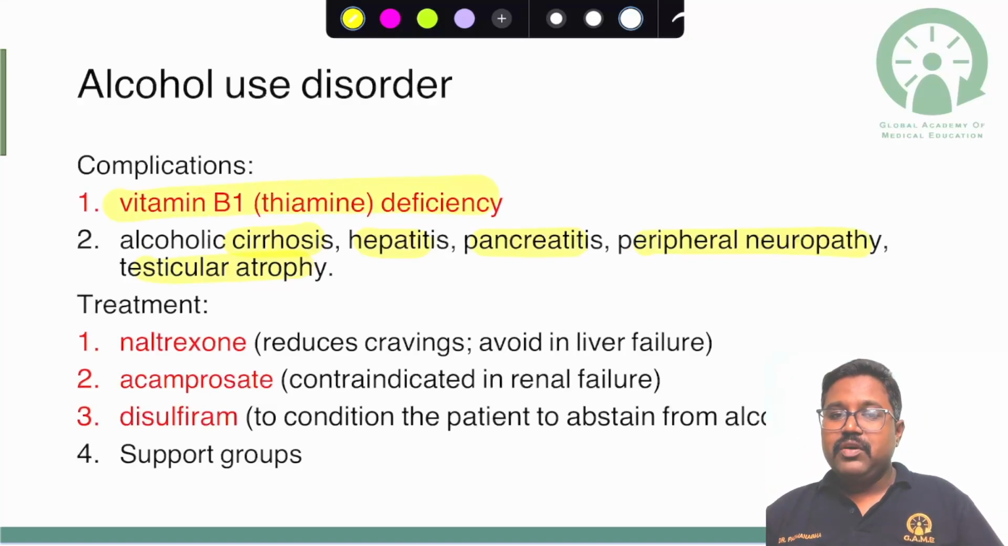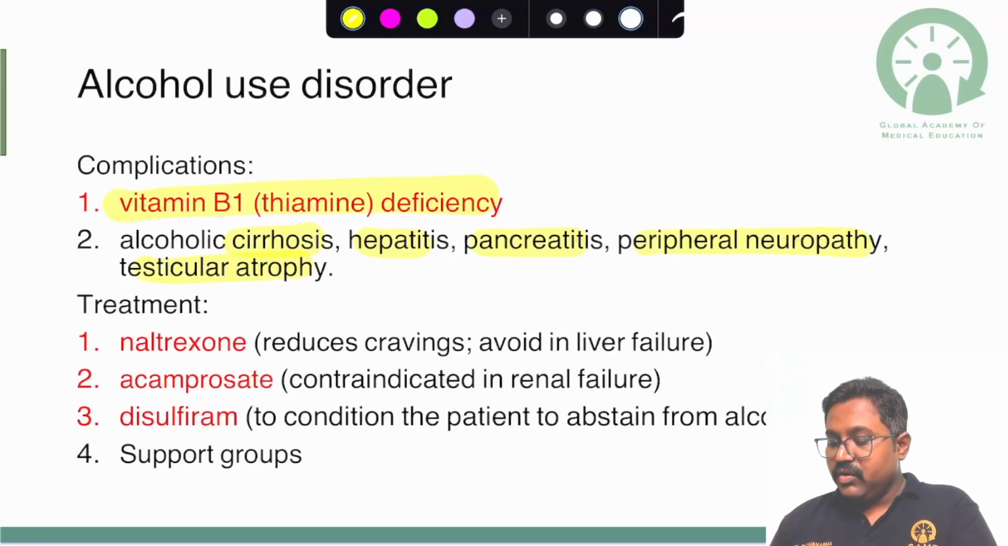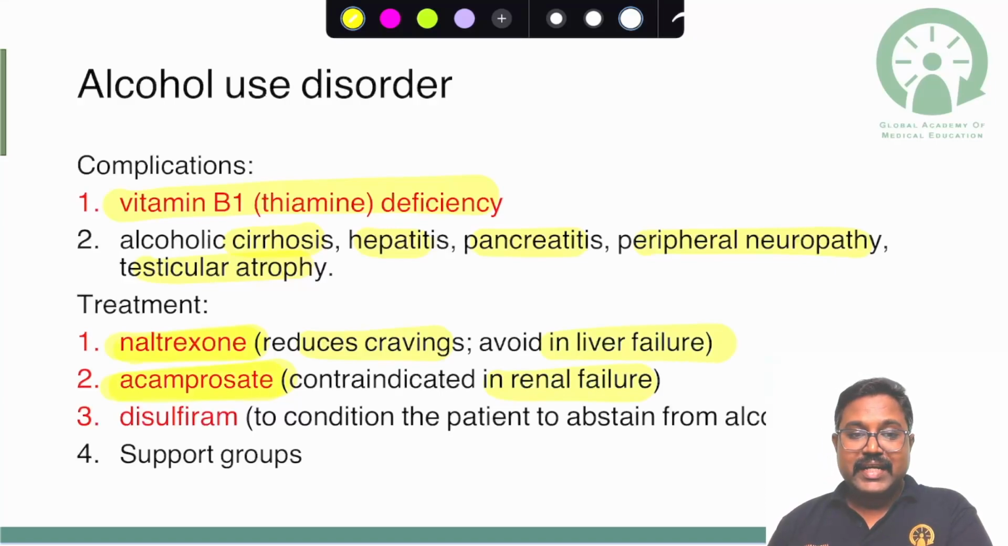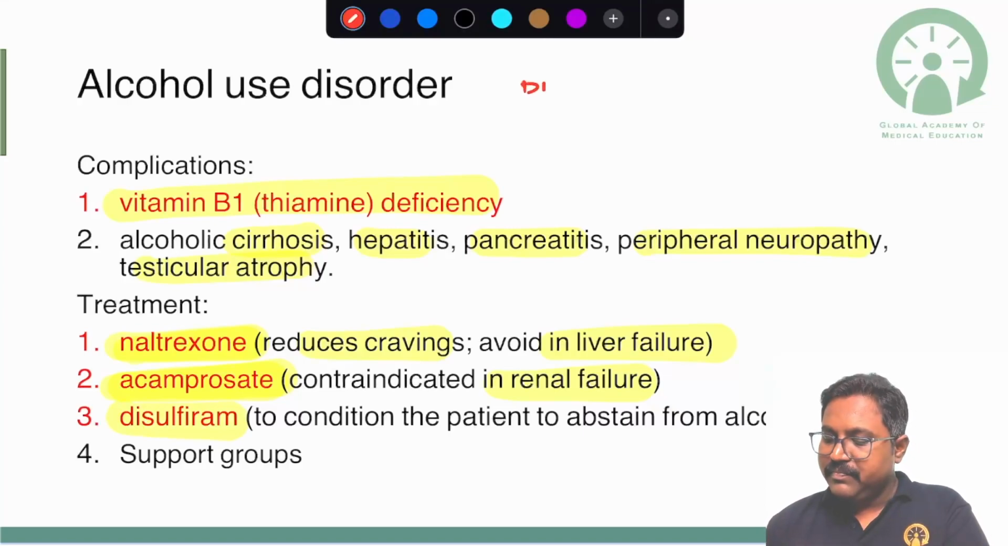What will be the treatment for alcohol dependence? You can go with naltrexone, which is an opioid receptor antagonist. It will reduce the craving. Acamprosate is an NMDA receptor antagonist. Naltrexone is contraindicated in liver failure, whereas acamprosate is contraindicated in renal failure. Disulfiram is used as aversion therapy. Please remember, disulfiram is used for aversion therapy.